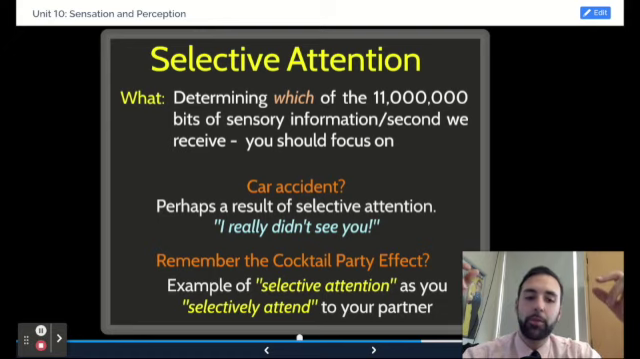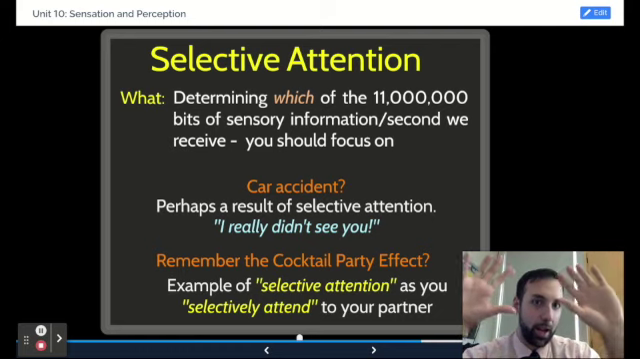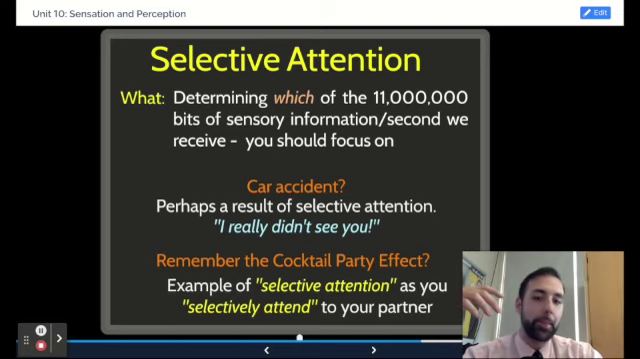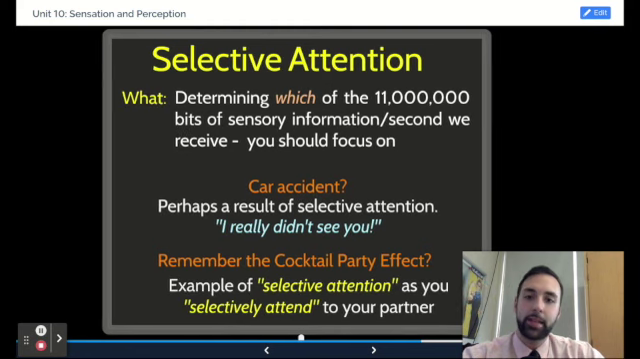If you remember back when we first started this unit, we talked about the cocktail party effect, your ability to focus only on a conversation you're having and not the background conversations in the environment that you're in. That's another example of selective attention. You decided to selectively attend to the person you're talking to, as opposed to the background noise or potentially eavesdropping on someone around you. That's an example of selective attention.